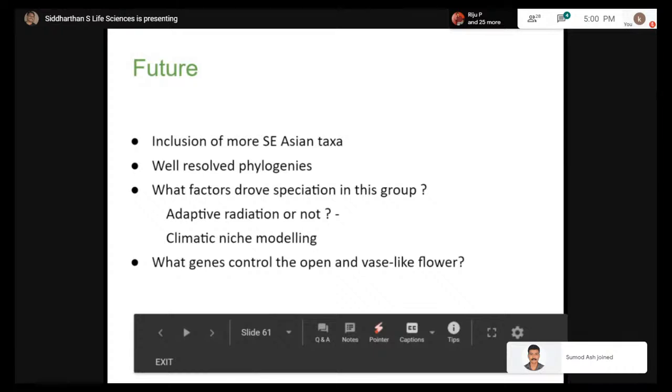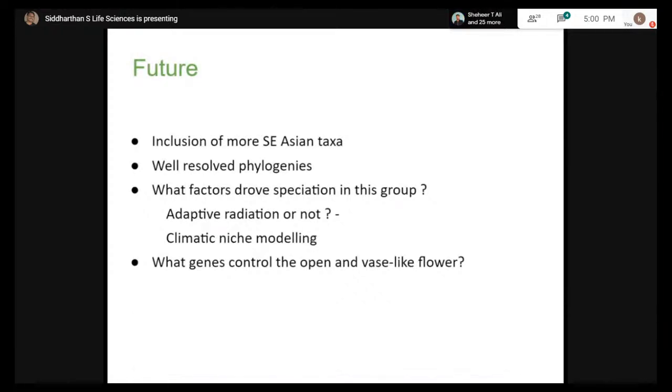We have another question from Yadu Krishna Prem. What will be your approach to identify the gene that controls the open and vase-like flower? I would like to do transcriptomics, because in the genomic era we can see if there is any variation in the expression of the transcription factor genes. We know some genes are very much involved in flower petal formation, right? If there is any drastic pattern between the open flowers and the closed flowers, we can study it using modern transcriptomics methods. That's the most feasible approach, I think.